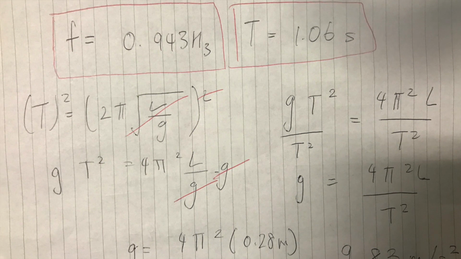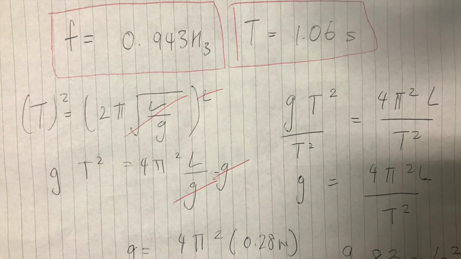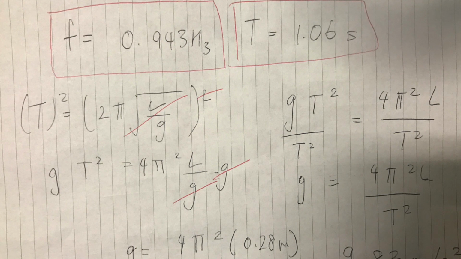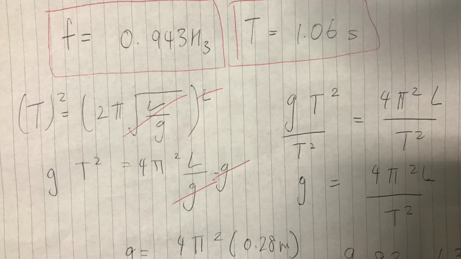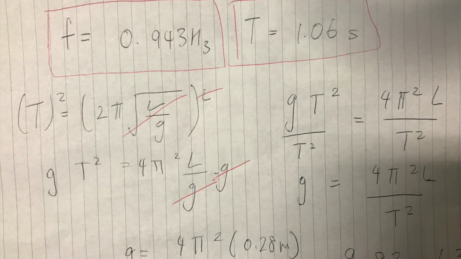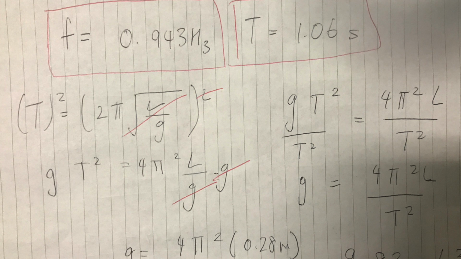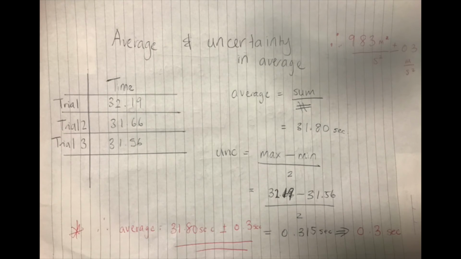So using the formula, it's going to be 4 pi squared times the length of the pendulum, which is 0.28 meters, divided by the square of the period, and the period is 1.06 seconds per cycle, so the gravitational acceleration of the planet is 9.8379 meters per second squared. So the final answer for our g is 9.83 plus or minus 0.3 meters per second squared, including uncertainties.